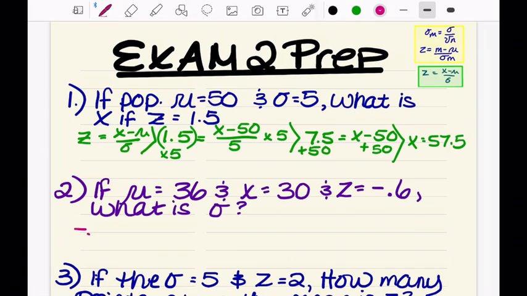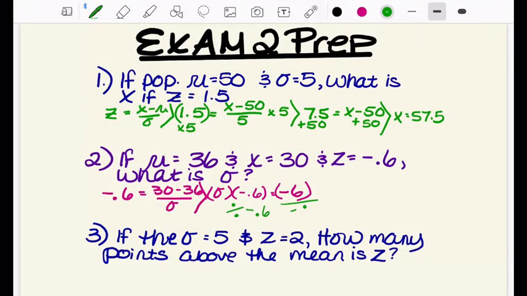So if our mean is 36 and x equals 30 and z equals negative 0.6, what is the standard deviation? So we've got the same formula, but we're going to either have to tweak it around a little bit or just solve for our standard deviation. So we'll divide each side by negative 0.6. We come up with a standard deviation that equals 10.